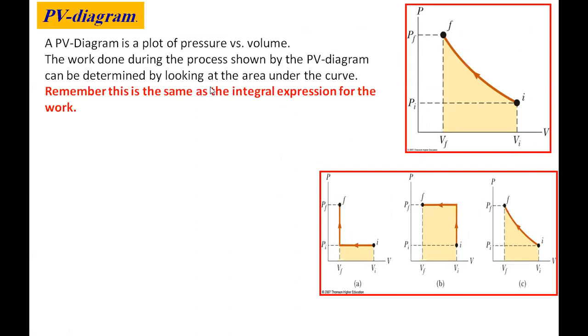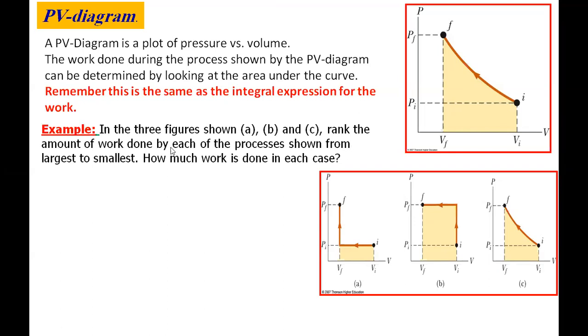The work done during the process shown by the PV diagram can be determined by looking at the area under the curve. This is the area under the curve, the process from initial to final, and the work is the area under the curve. Remember, this is the same as the integral expression for the work: the work equals the integral of P dV from V initial to V final.